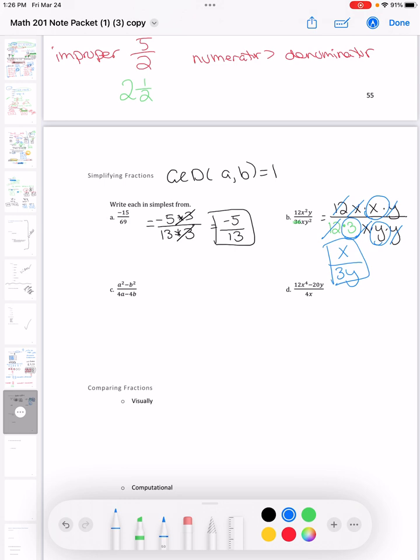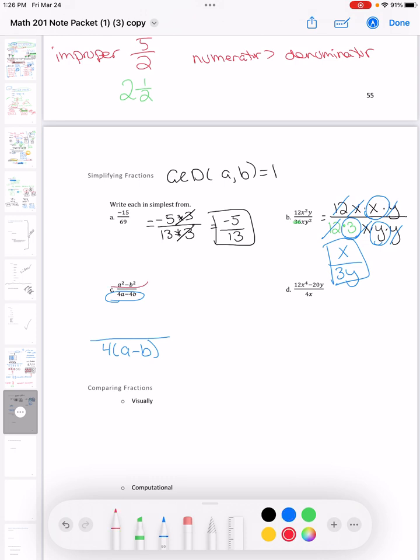Now these last two involve some factoring. And I know it might have been a second since you did any factoring, so I want to walk you through those. I'm going to start with C, and I'm going to start at the denominator. I'll do the numerator in just a second. The denominator, I'm going to do what's called GCF factoring. So I'm going to pull out anything that is common in both of those terms. I'm not going to worry about the numerator, just looking at the denominator, 4a minus 4b. Both of those have a 4. So I'm going to factor out a 4.